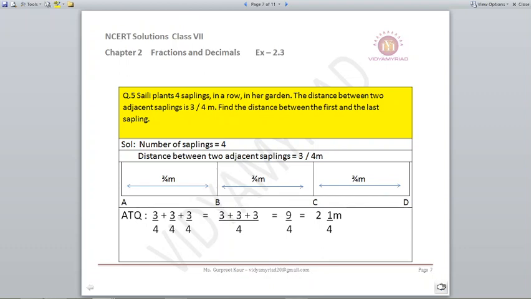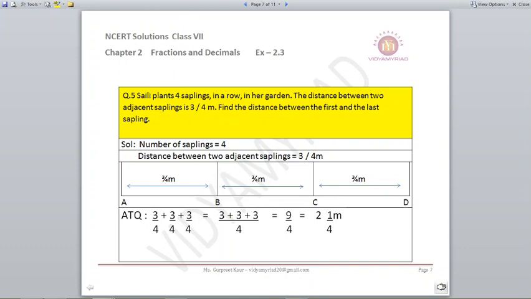How many saplings are there? There are 4 saplings, but gaps are 3 by 4, 3 by 4 and 3 by 4. Just add them together. You will get your answer as 9 by 4, which will give you 2 1 by 4 meters as your total final answer.